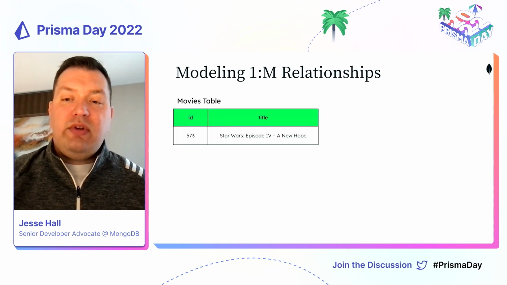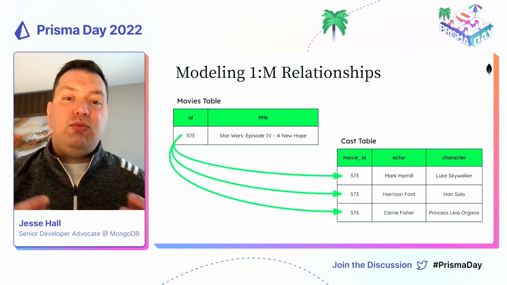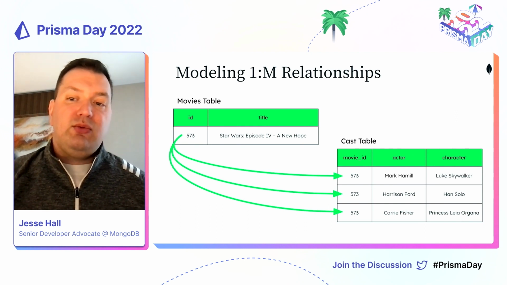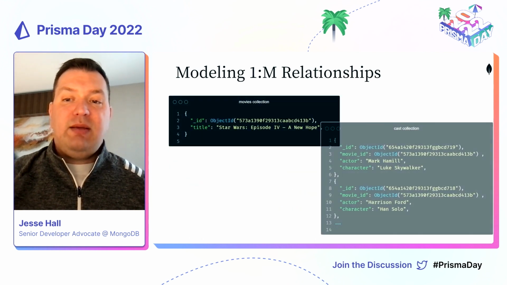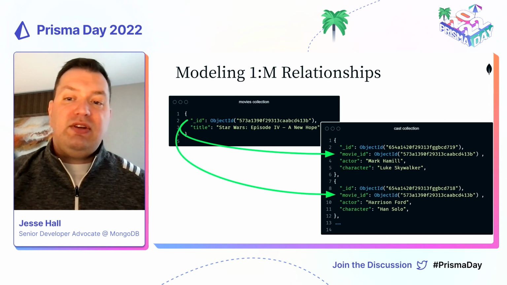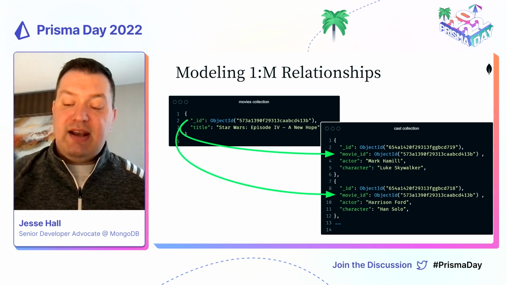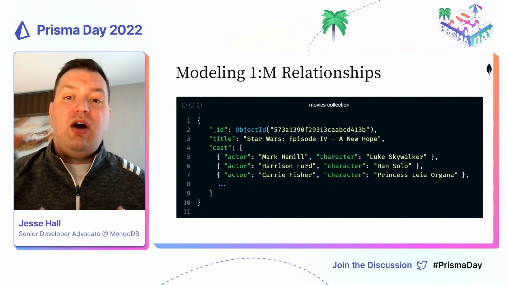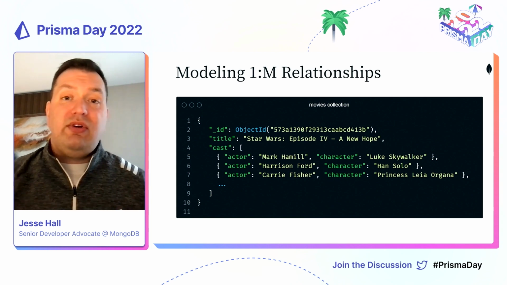Now looking at the one-to-many relationships, in a traditional tabular method, we would have a movies table and a cast table, and we can see here that there are many cast members related to a single movie. In MongoDB, we could do that exact same thing and have a movie collection and a cast collection, and the movie ID is a reference to each cast member. Or again, if the data is usually accessed together, we could just have one movies collection and embed all of the data there.